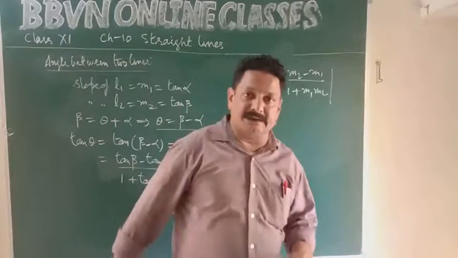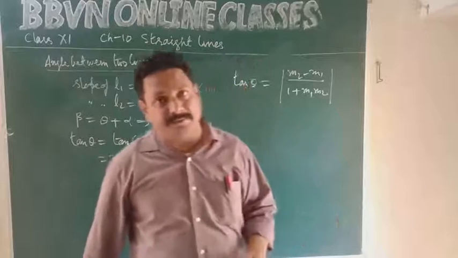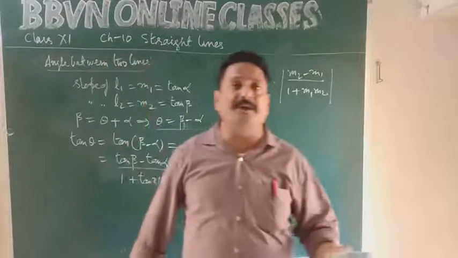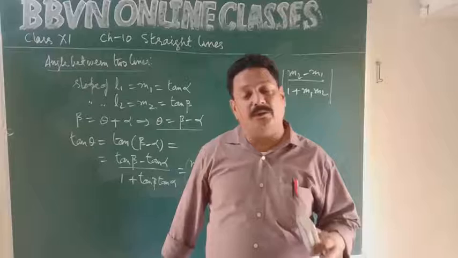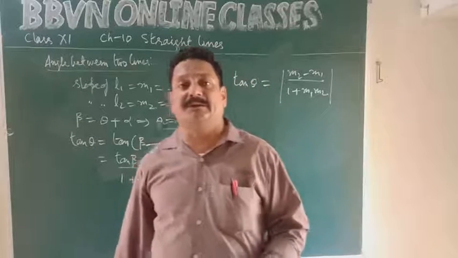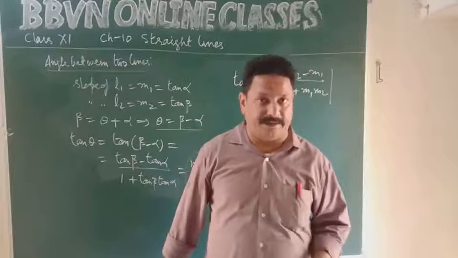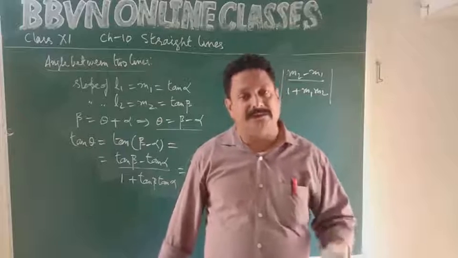So today we have discussed the slope of a line, how to find the slope of a line when you have 2 points, and how to find the angle between two lines when the slopes of the lines are provided to you. Further, we'll discuss in the next class.